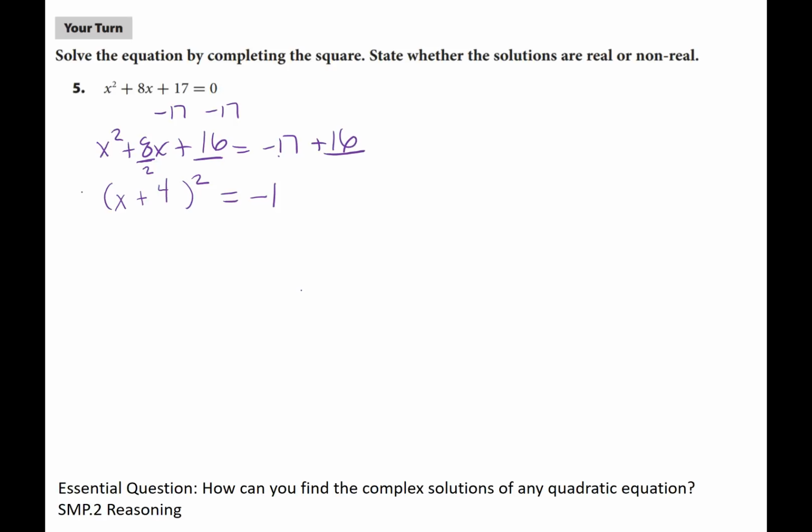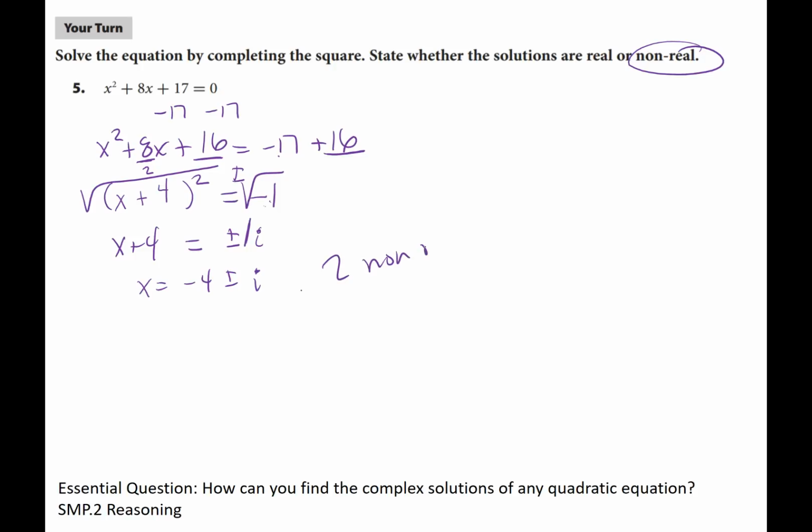So to undo the square, we take the square root of both sides. I put a plus minus on the right side. Get x plus 4 on the left. Plus or minus. See a negative under a radical sign, we know we pluck our i's out. And the square root of 1 is 1. I can write it, but I really don't have to. And then I'm going to subtract the 4 to the other side. So negative 4 plus or minus i. In this case, we would have non-real solutions. So we've got 2 non-real or imaginary solutions.